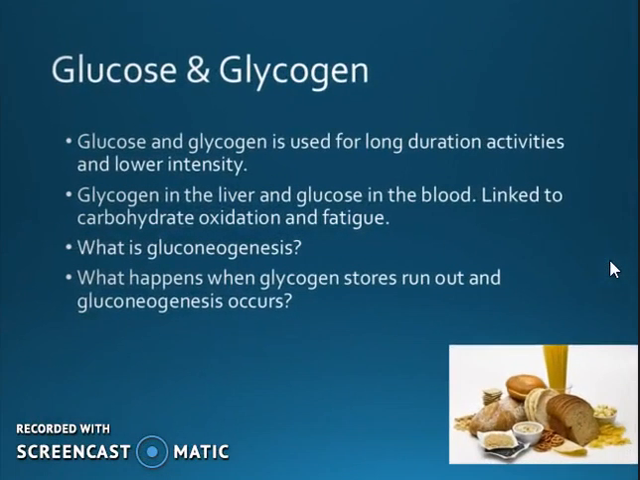So, glucose and glycogen. Glucose and glycogen is used for long duration activities at a lower intensity, such as a 10k run, as you're running for a long period of time but at a low intensity, about sub-maximal level. As glycogen levels deplete in the liver, the amount of glucose that is in the blood also decreases, because glycogen is converted into glucose, and if there's none of it left to convert, it will deplete.